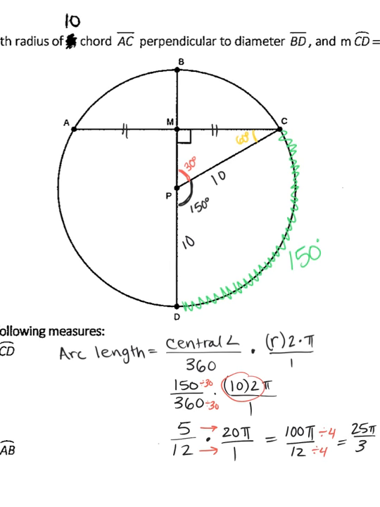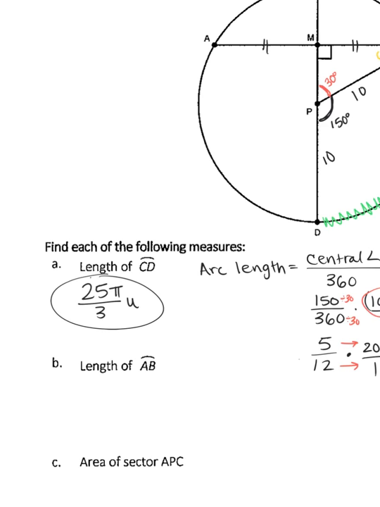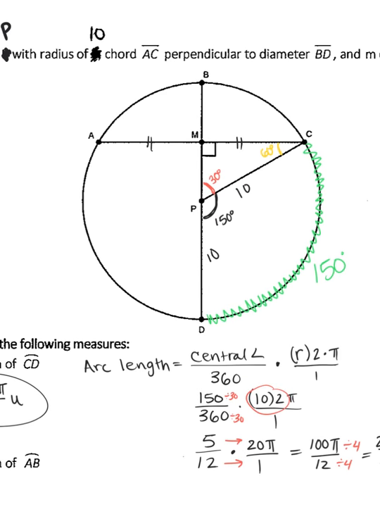So that means that the length of arc CD is 25 pi over 3, and you could put U for units since we don't know if it's inches or centimeters or whatever. The next one finds the length of arc AB. So let's look at where that's at. A to B is here. It currently does not have a central angle. There is no central angle that comes from P to create that line or to create that arc.